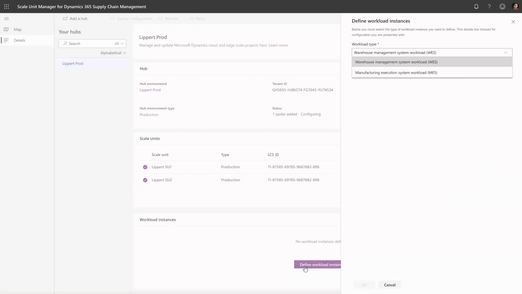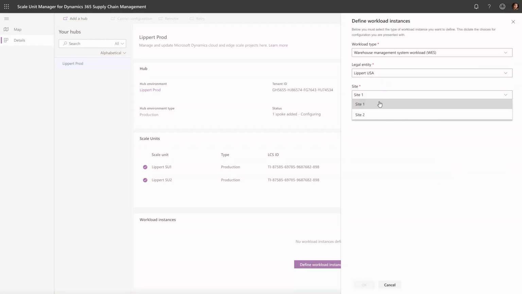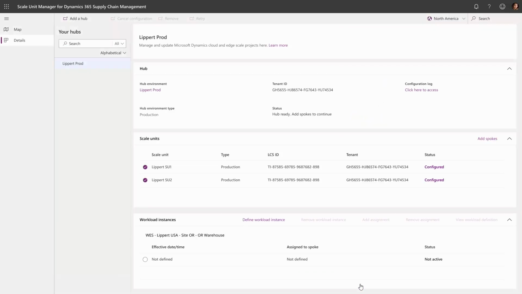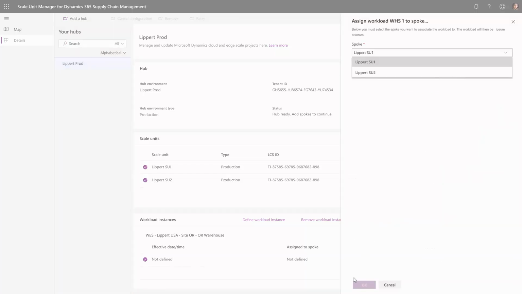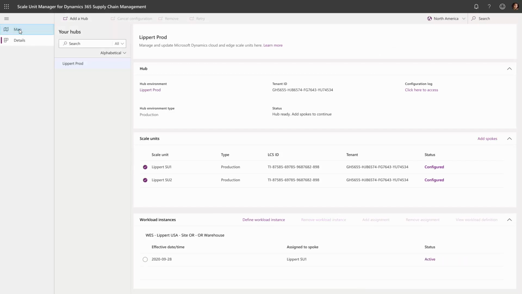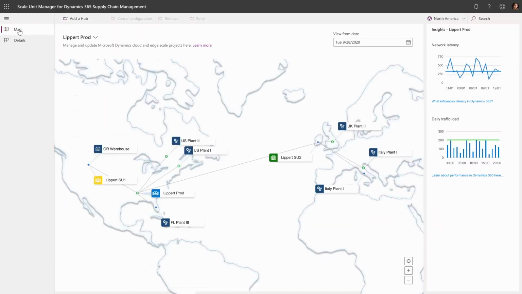We can then associate a type of workload. In my case, it's going to be the warehouse for a particular site and plant, and then I would assign the instance across to a particular spoke, which as the CIO, I can then visually see the infrastructure has changed by the addition of scale units and potentially the impact on network latency and traffic load, with the earlier bottleneck having gone.